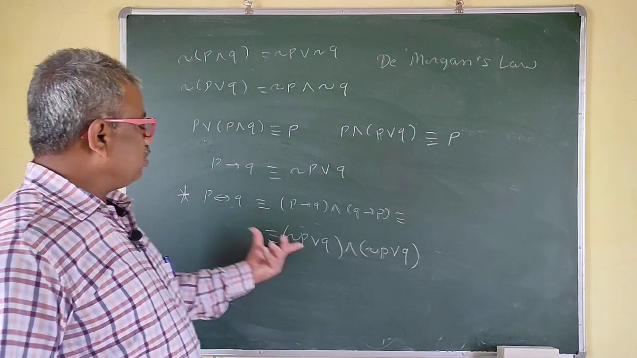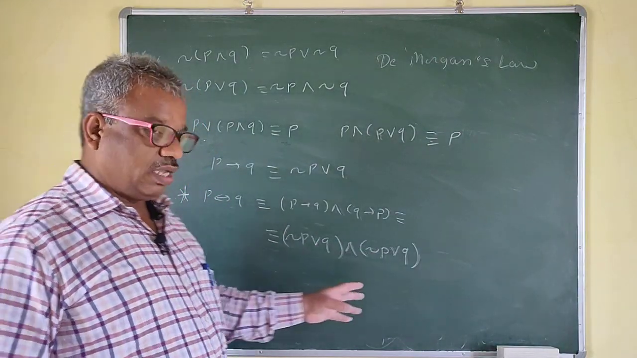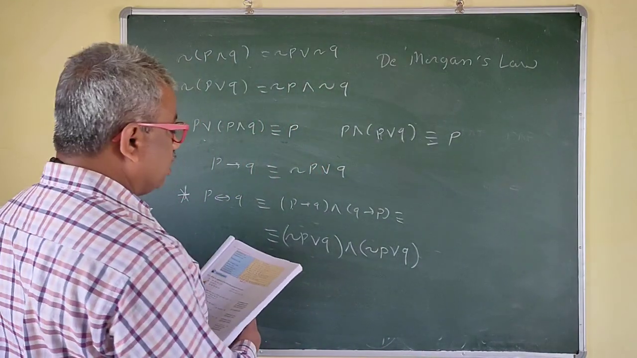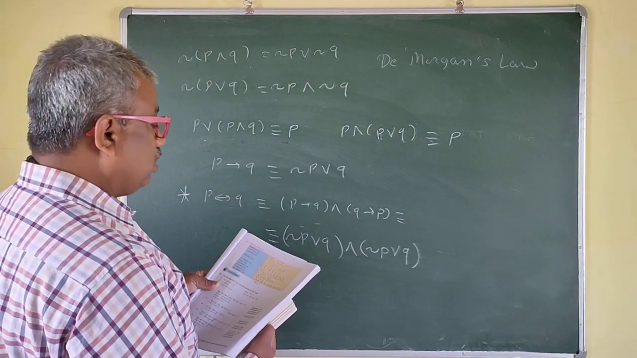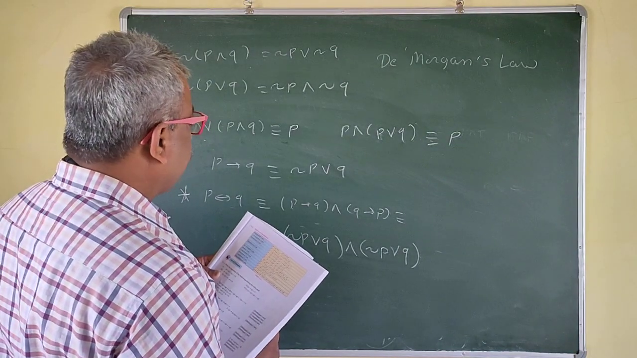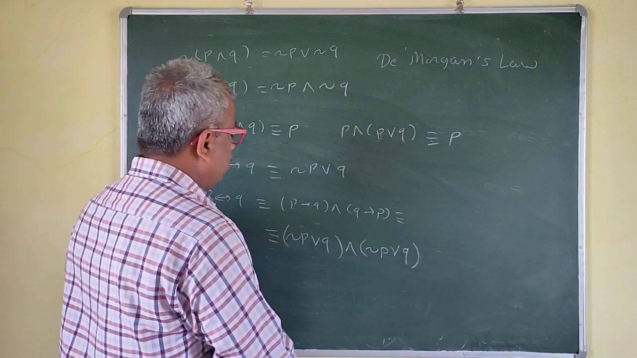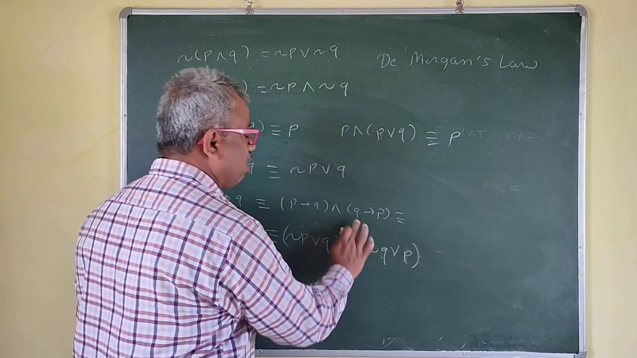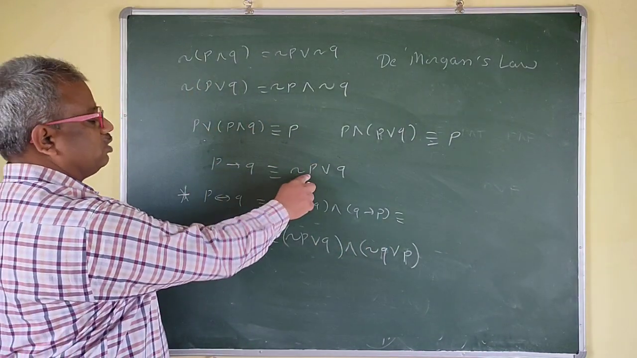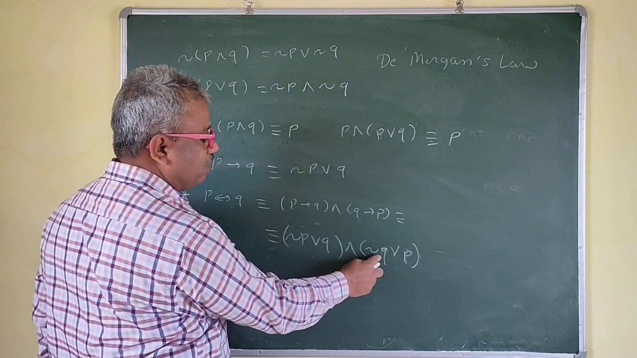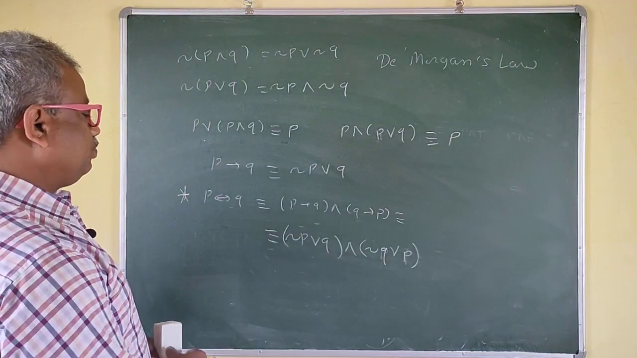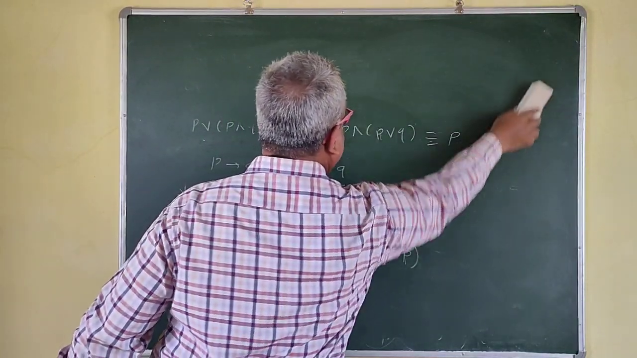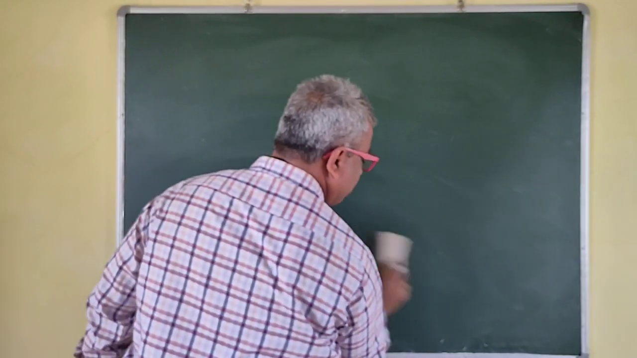P implies Q is logically equal to, in terms of conjunction and disjunction, negation P or Q, and negation Q or P. You have to take the negation of the first one. See, P implies Q: negation of the first one, and your Q is here. So here you will simplify this. Okay, so remember these laws.